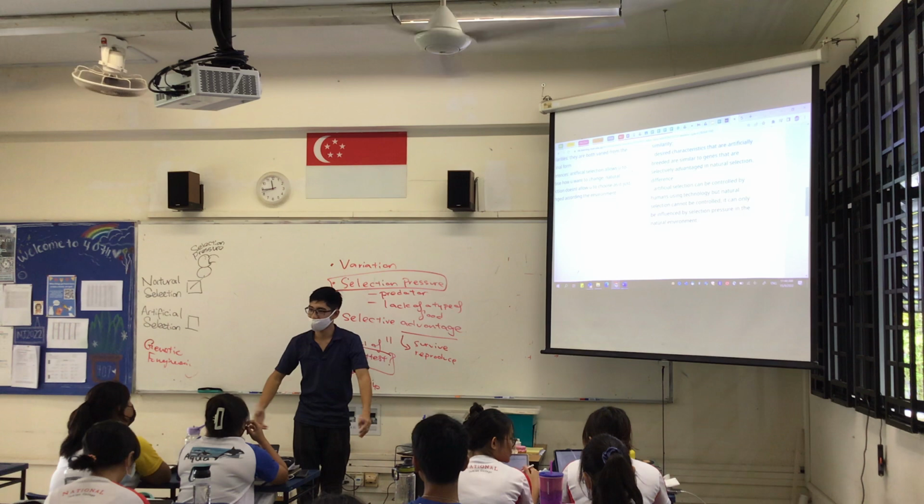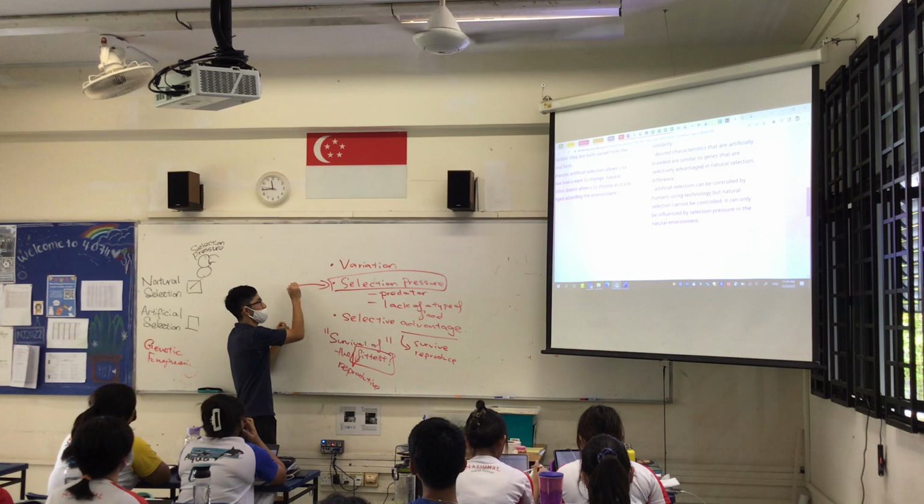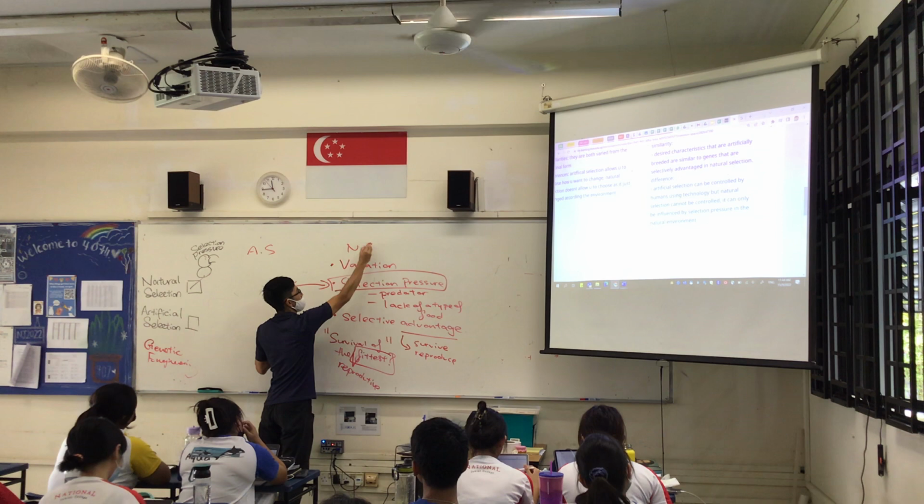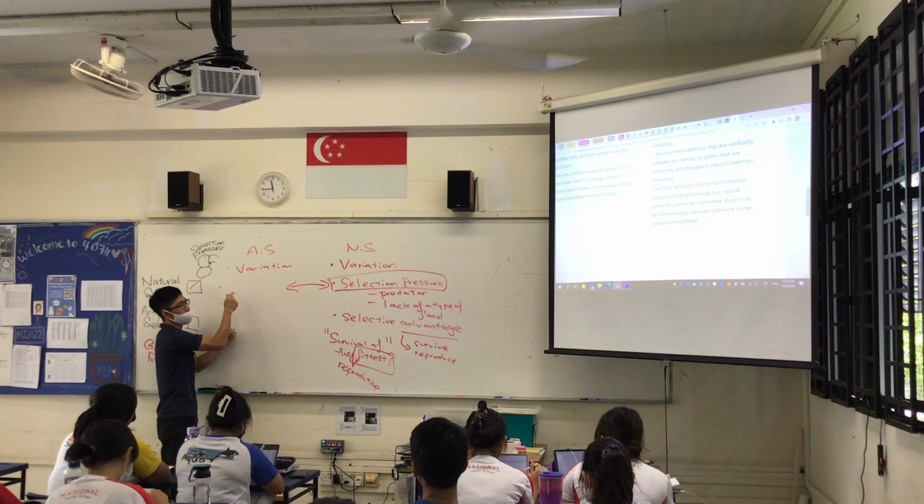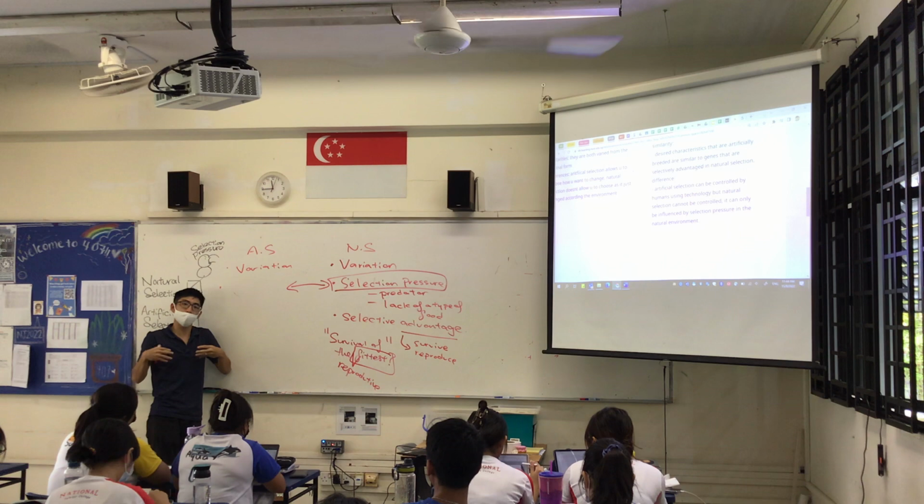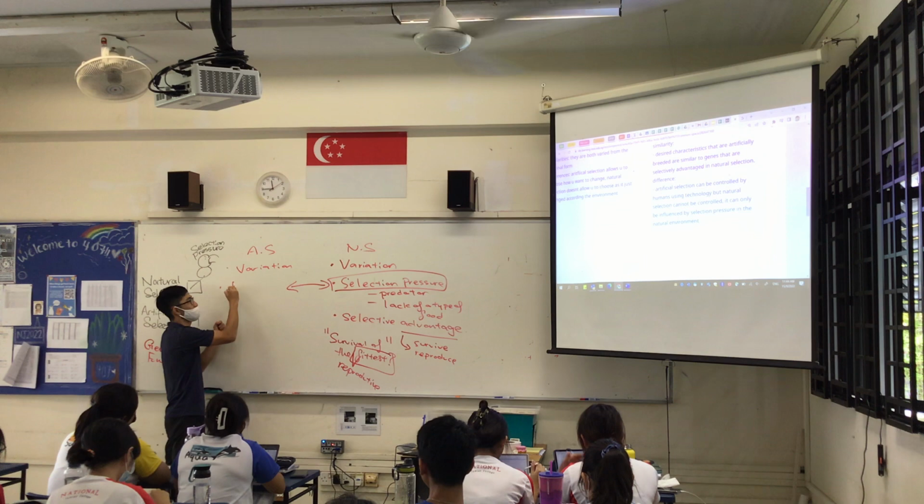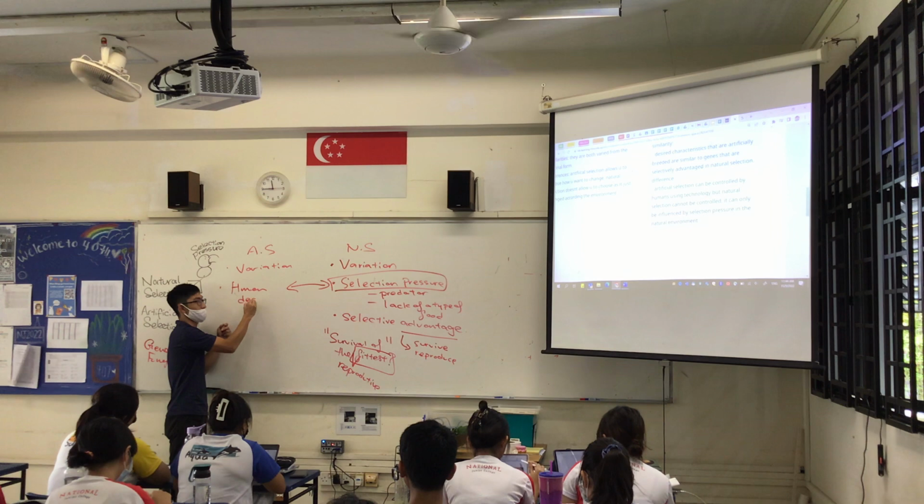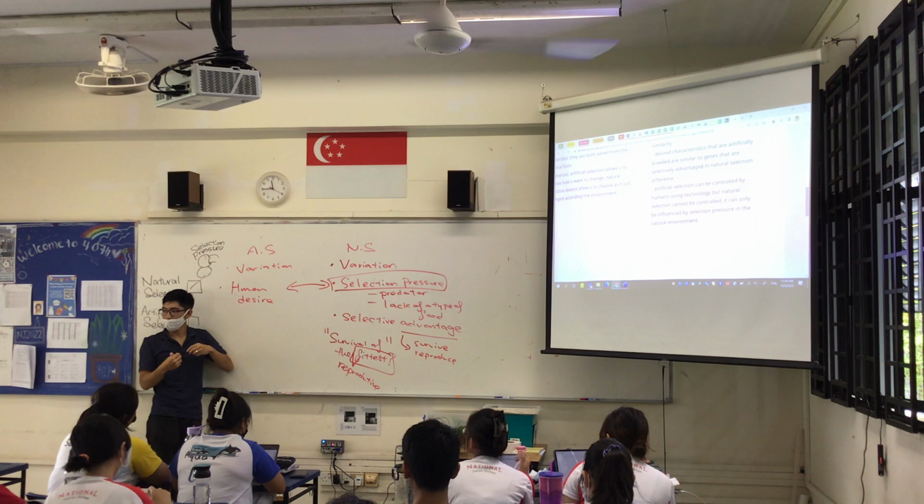So if you want to compare one-to-one, artificial selection versus natural selection, the starting point all of us agree is that we must have variation. But at this point, that selection pressure, we don't really have a word for it, but we really have to see where the source is. It's not the environment, it's really like human desire. Yeah, right? What we fancy. Okay, this is not a legit term, but we use what Yuqing says. Human desire. What we like.